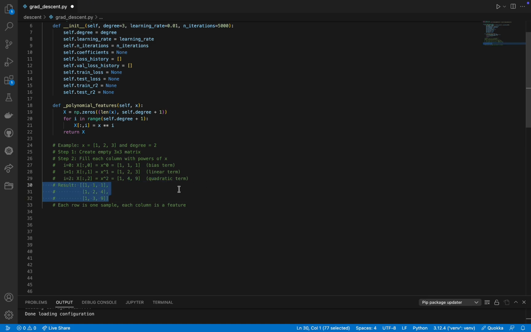So our final matrix looks like this. First row is 1, 1, 1, second row is 1, 2, 4, and third row is 1, 3, 9. So each row represents one sample, and each column represents a feature. This transformed matrix is what we actually use for training.